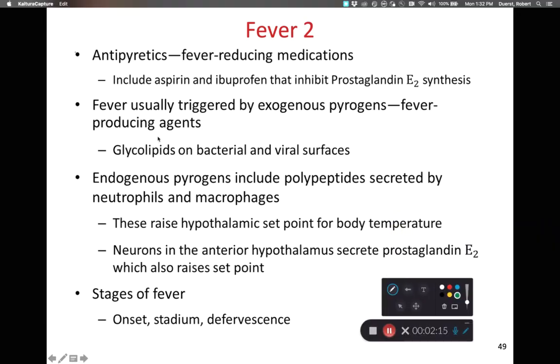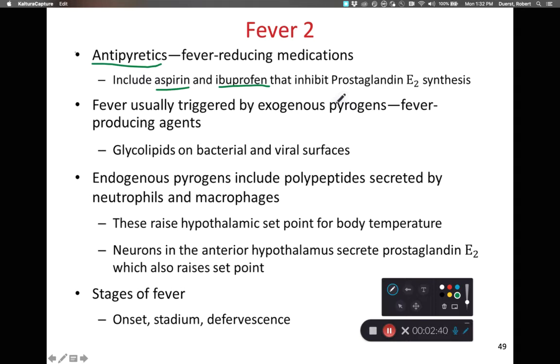Now, when we have a fever, a lot of times we're super uncomfortable, and a lot of times the body temperature gets so high that it becomes a problem. To lower a fever, we need to give a patient an antipyretic, a medication that lowers the fever or the body temperature. Common antipyretics are going to include aspirin, ibuprofen, and our Tylenol.